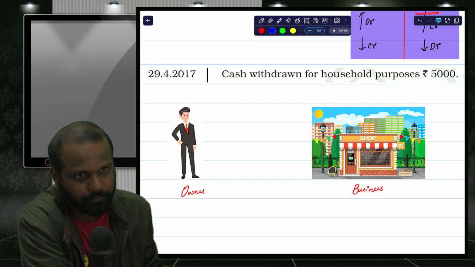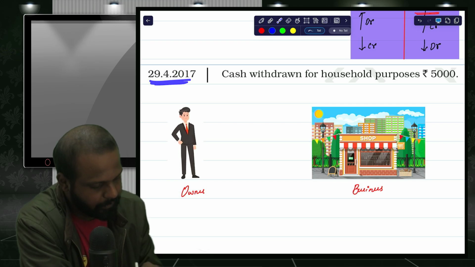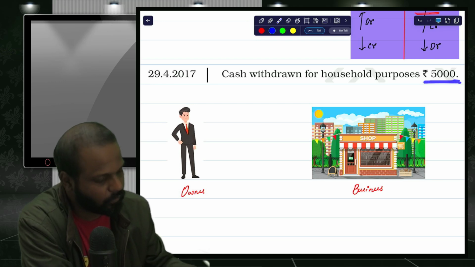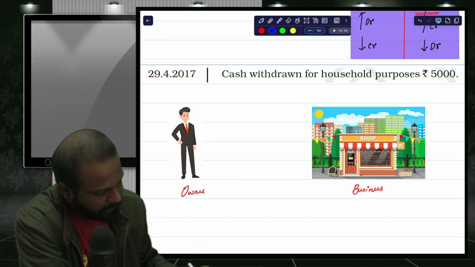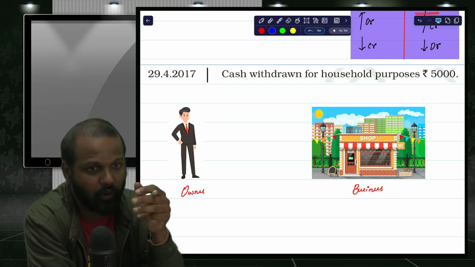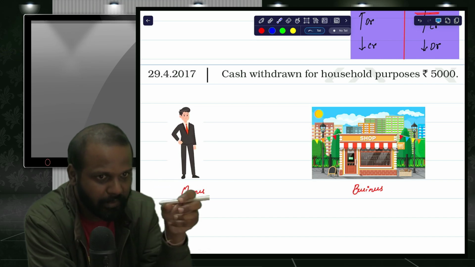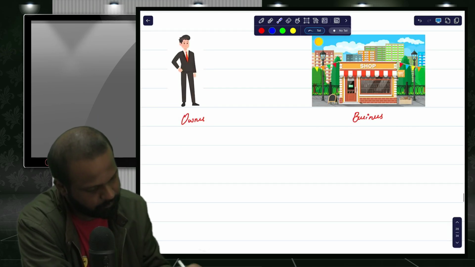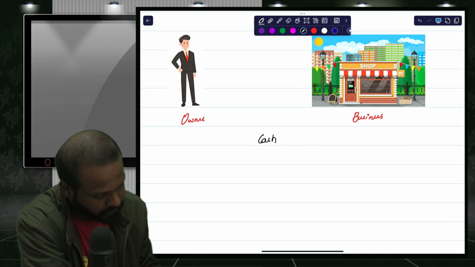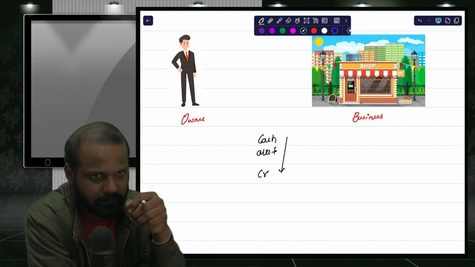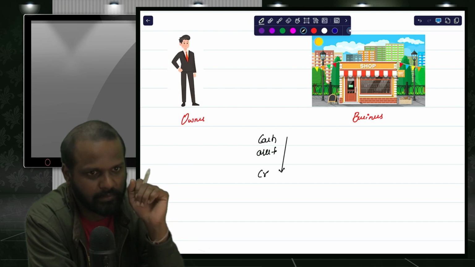See the next transaction. On 29th April, cash withdrawn for household purpose, rupees 5,000. Who can withdraw the money from the business? Obviously, owner. An outsider can never withdraw the money from the business. So the owner is taking the money from the business, so cash is decreasing in the business. Cash is an asset. Asset decreases, credit.